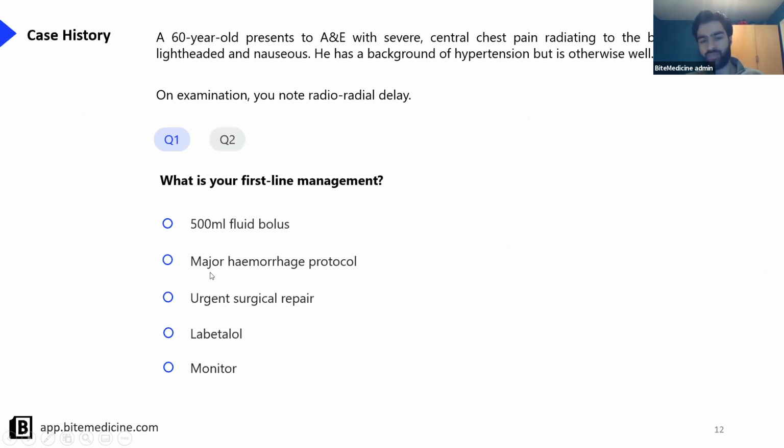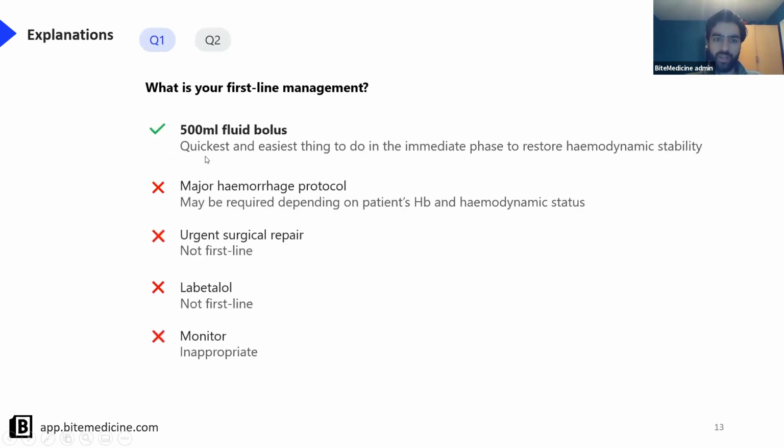You might activate the major hemorrhage protocol, you might not. You might just cross-match blood and give them appropriate blood, but that depends on the clinical context. The point is, the quickest thing you can do in this instance is put in a cannula and give fluids. It's going to take time to get blood, regardless of how you do it. The quickest thing you can do is give fluids.